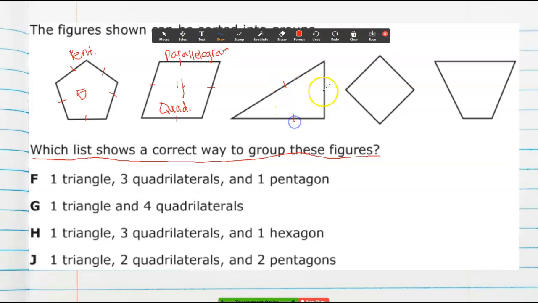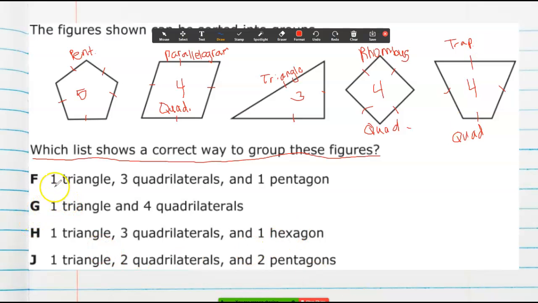Okay, right here I have 1, 2, and 3, so I know this is a triangle. One, 2, 3, 4. So I know this is a quadrilateral because it has 4 sides. And it has the shape of a diamond, so I know it is a rhombus. One, 2, 3, 4. I have 4 sides, so I know this is also a quadrilateral. And we talked about when a shape has 1 set of parallel sides and 1 set of non-parallel sides, that is a trapezoid.